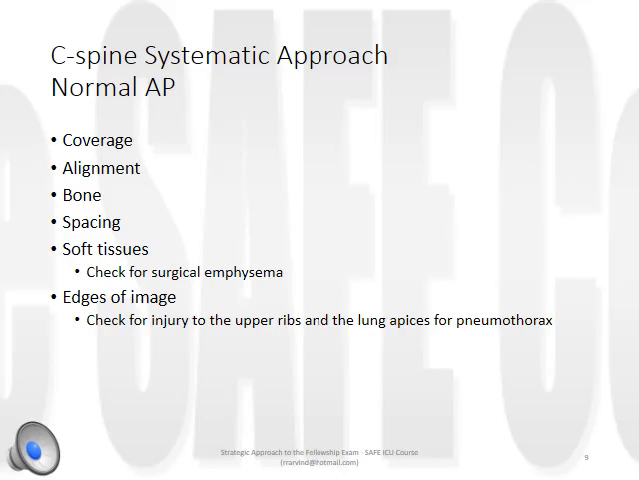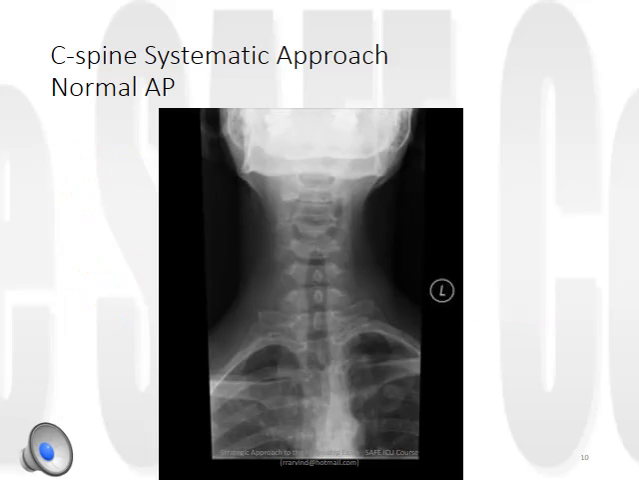For the AP, again, coverage: the AP view should cover the whole C-spine and the upper thoracic spine. Alignment: the lateral edges of the C-spine should be aligned. Have a look at all of the bones as we did systematically, circling each bone. Don't forget the odontoid process. Spacing: the spinous processes should all be visible in a straight line and spaced approximately evenly. Again, have a look at the normal AP X-ray and see if you can follow the systematic approach.